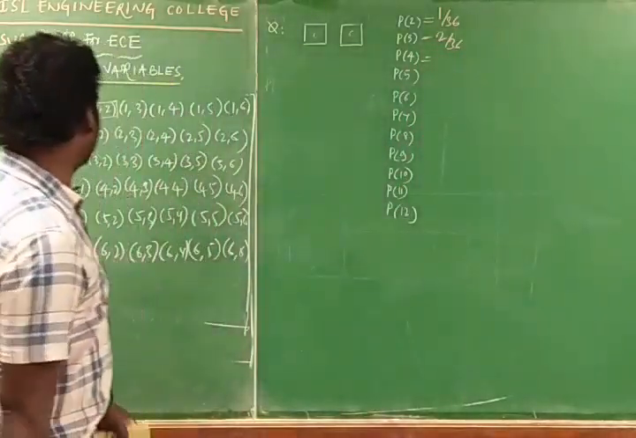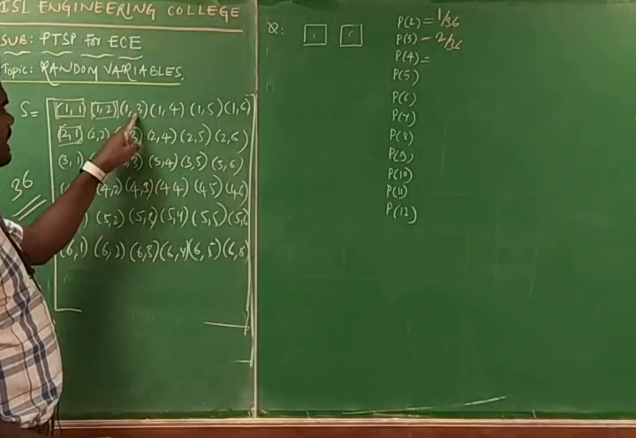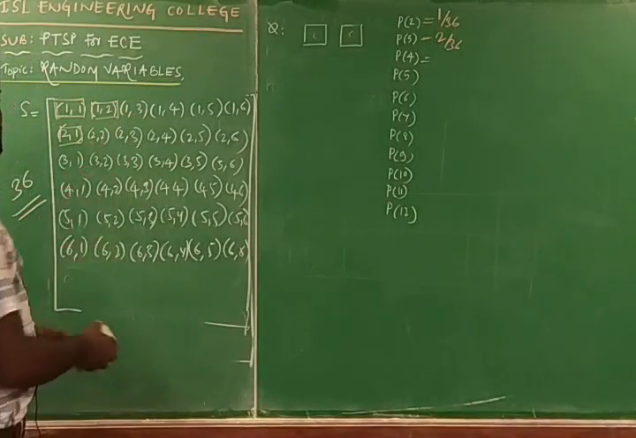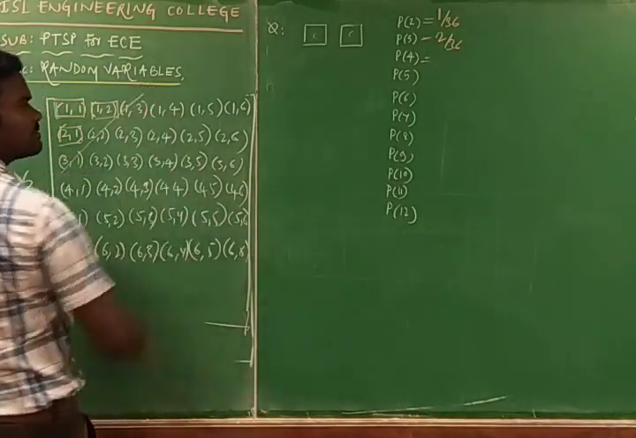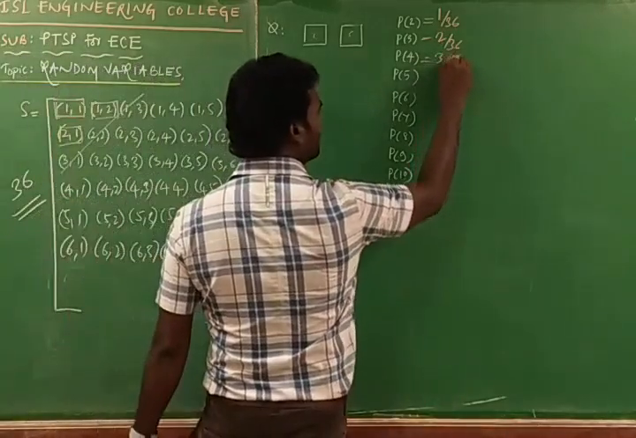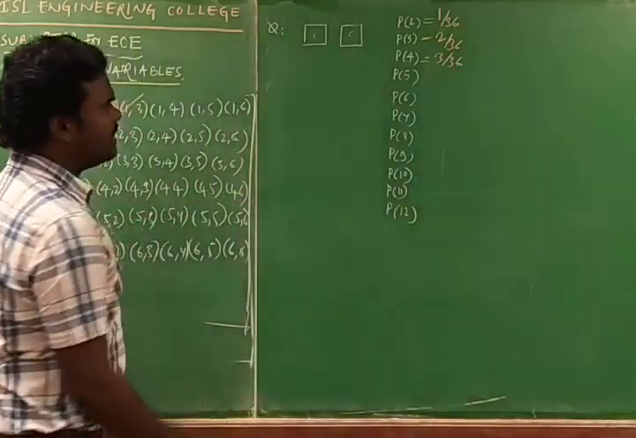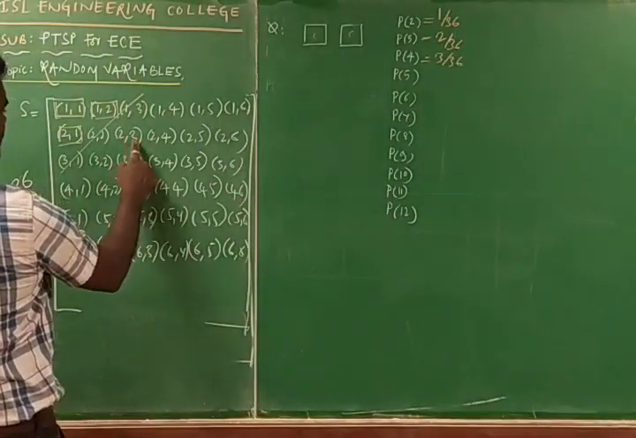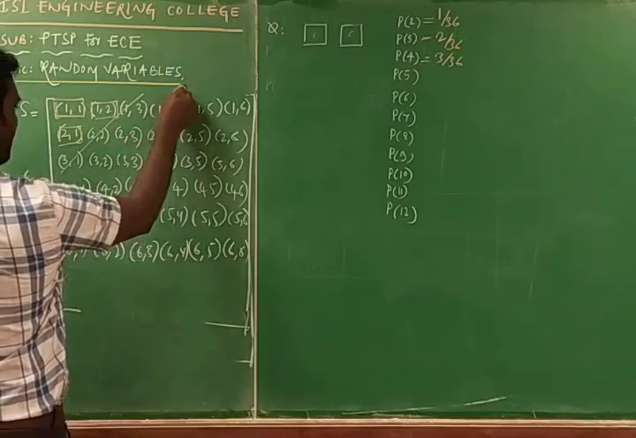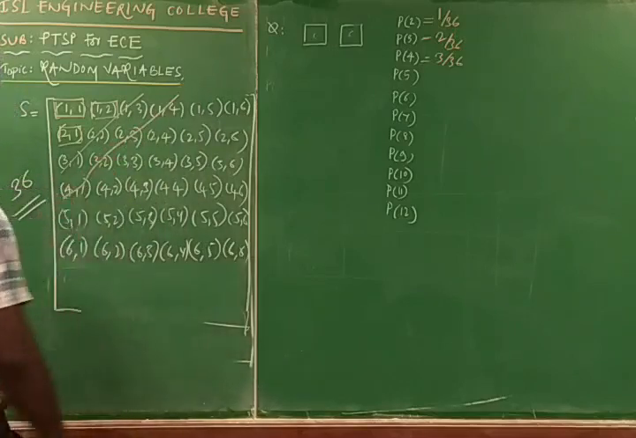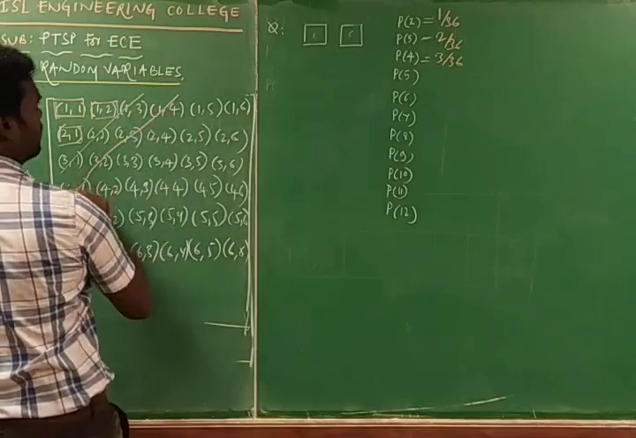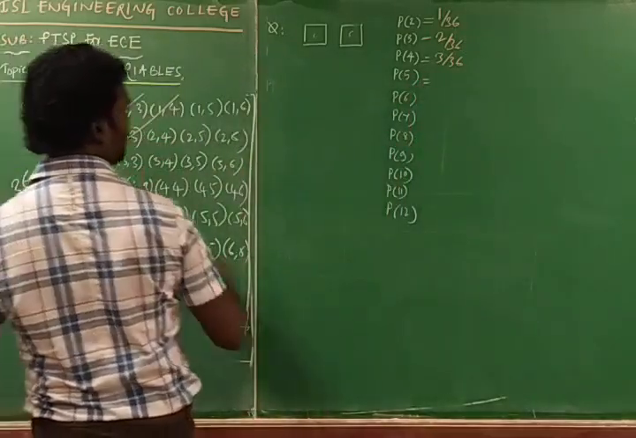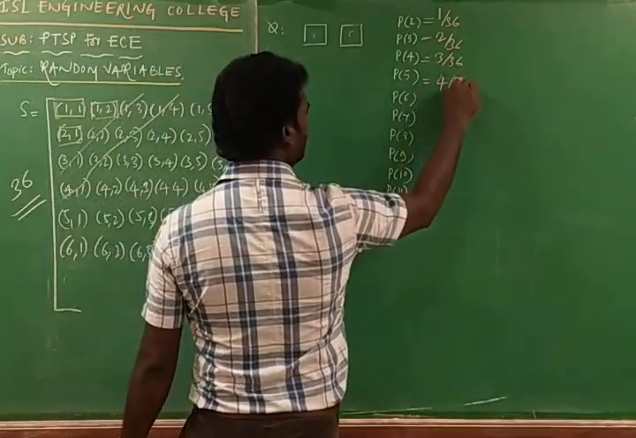Probability of getting 4: 1 comma 3, 2 comma 2 and 3 comma 1 all give 4. That means 3 outcomes, so 3 by 36. Next, probability of getting 5: 1 comma 4, 2 comma 3, 3 comma 2, 4 comma 1 all give 5. That is 4 outcomes, so 4 by 36.